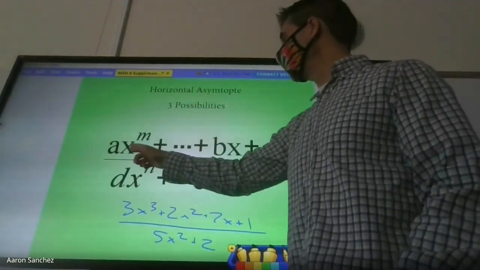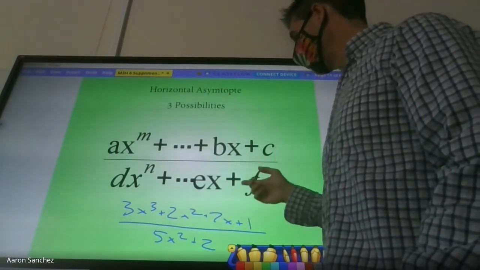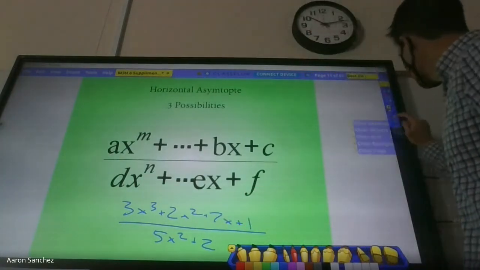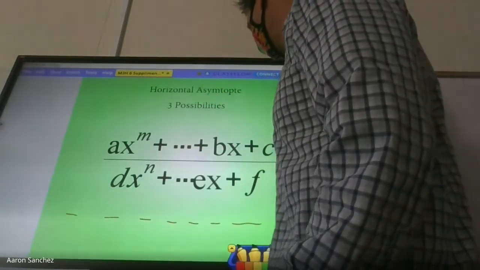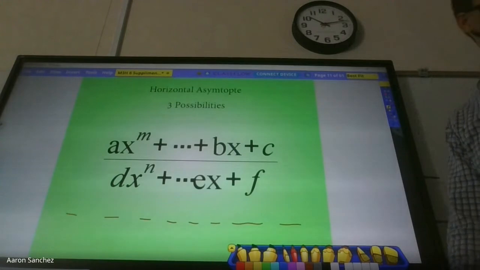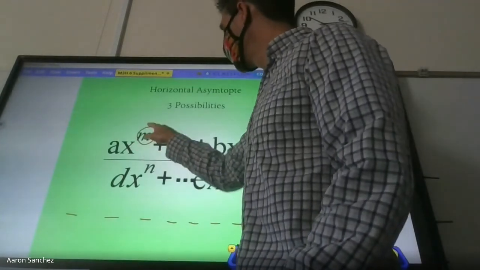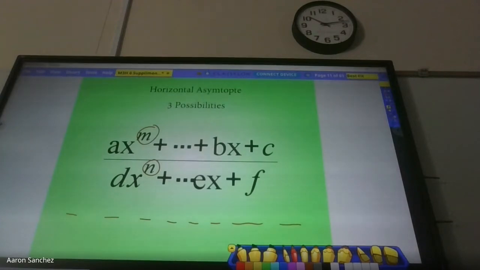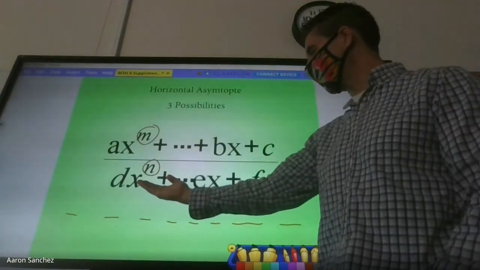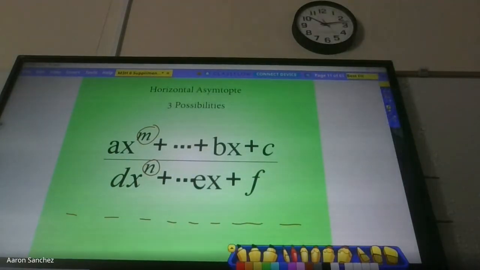Okay, you guys write this down. Here are the three possibilities: ax^n plus blah blah blah over bx^m plus c, or dx^n plus ex plus f. It's confusing with the letters, but we're talking about the horizontal asymptotes. We're talking about this asymptote right here. How do I know where to put that? Because that other one was at 1. How did I know how to put it at 1? So it's all based on the largest exponent. This can be x squared, x cubed, this can be x to the first, this can be x to the fifth. But it's based on the largest exponent.